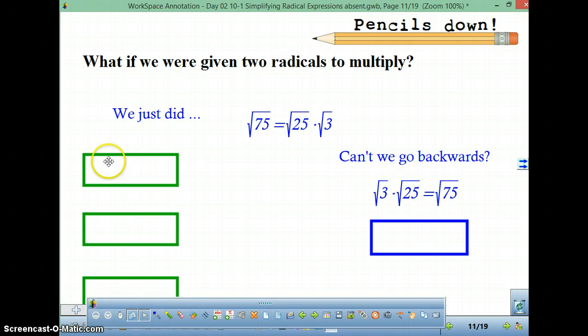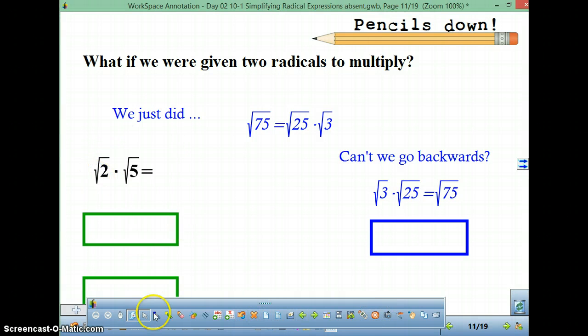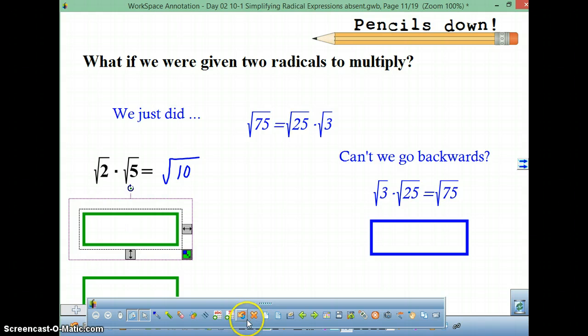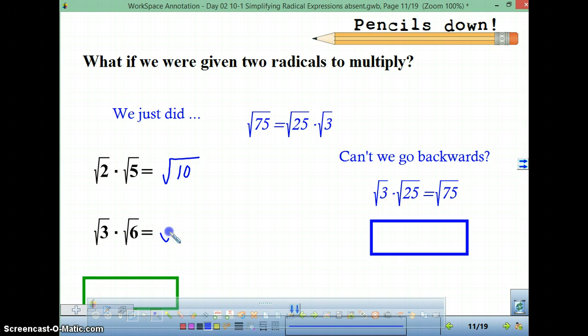So, that being said, the square root of 2 times the square root of 5 is the same thing as the square root of 10. That's easy. Let's do this one. Square root of 3 times the square root of 6. That's the same thing as the square root of 18. But hold on, this radical can be simplified. That's the same thing as the square root of 2 times 3 times 3. Do you see a perfect square there?